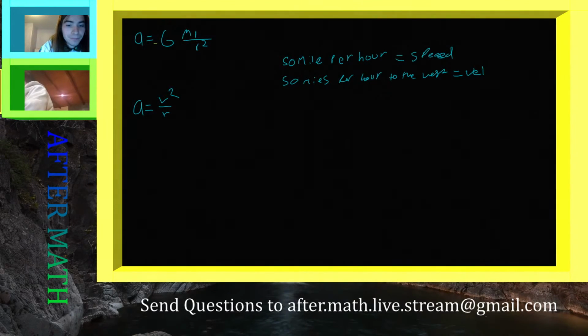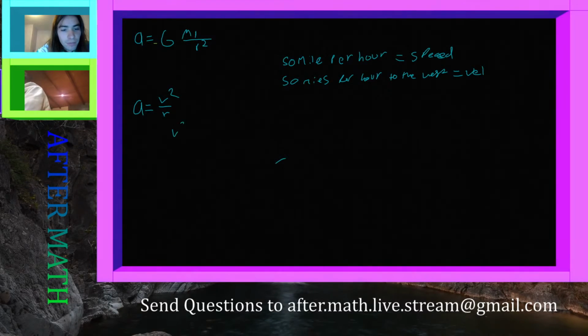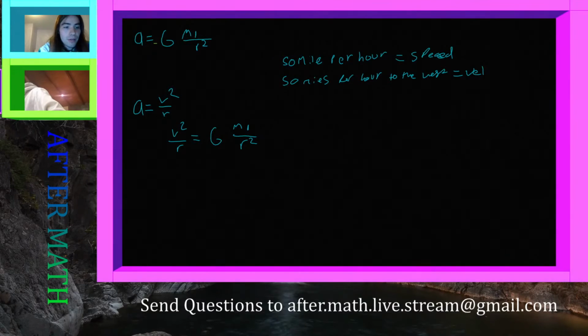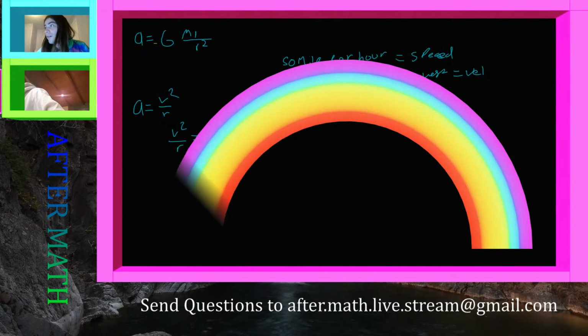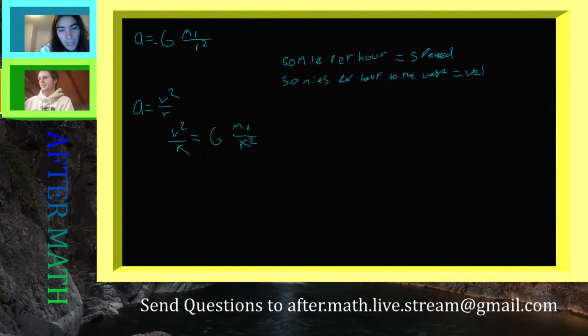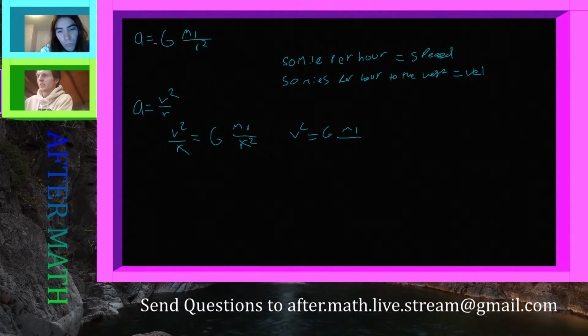So we can go again and plug this in, and we get v squared over r is equal to the gravitational constant G m1 divided by r squared. And then using some mathematical magic here, we can cancel out one of the r's on each side, and we get v squared is equal to G m1 over r.